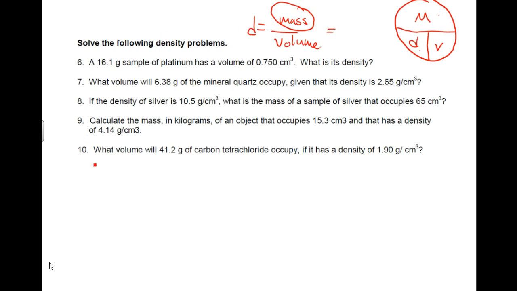All right, so 6 through 10, all we're doing is solving these problems. All right, a 16.1 gram sample, so that's the mass, has a volume of that. So there's the volume. So I just simply set up number 6. I have my mass, 16.1 grams over my volume, 0.75 centimeters cubed. Just put the 0 there. All right, type that into your calculator quickly.